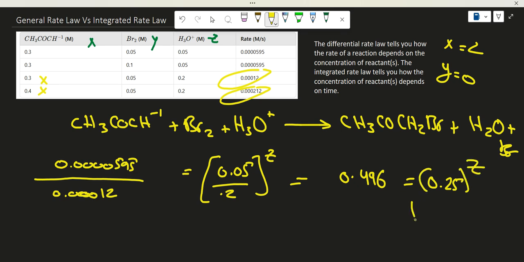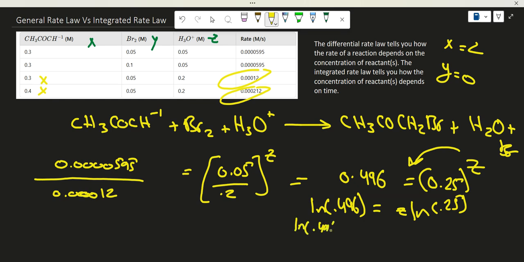How do you solve it? Natural log. So you take natural log, you pull the z out, so z times natural log of 0.25 equals natural log of 0.496. Okay. So you have two ways to solve this. Either you take natural log of each side, or you do the division, which you end up with getting natural log 0.496 minus natural log 0.25 equals z.